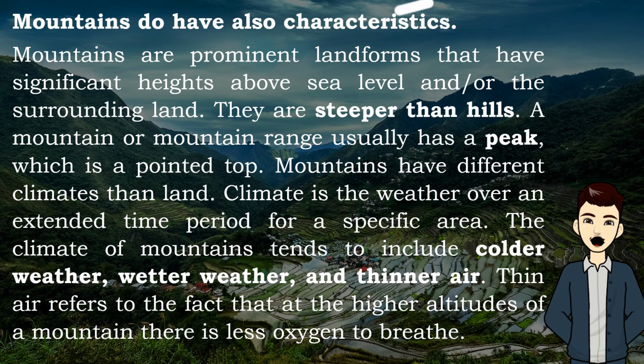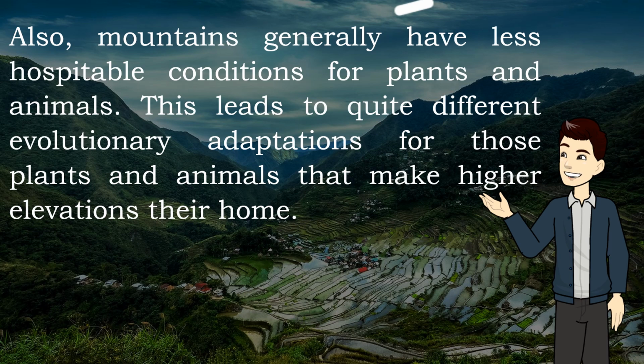Climate is the weather over an extended time period for a specific area. The climate of mountains tends to include colder weather, wetter weather, and thinner air. Thin air refers to the fact that at the higher altitudes of a mountain there is less oxygen to breathe. Also, mountains generally have less hospitable conditions for plants and animals. This leads to quite different evolutionary adaptations for those plants and animals that make higher elevations their home.